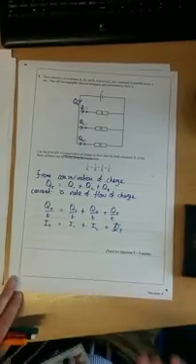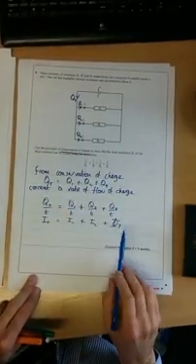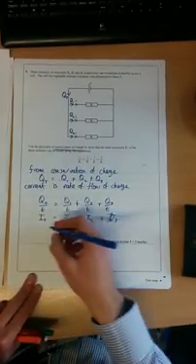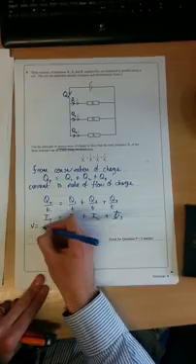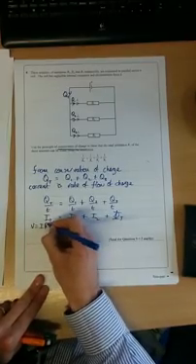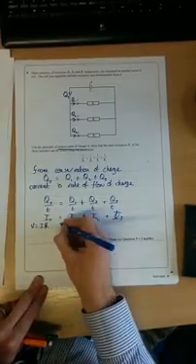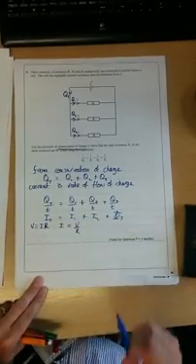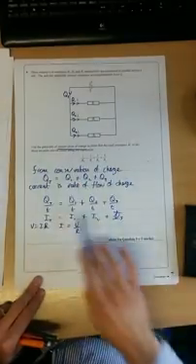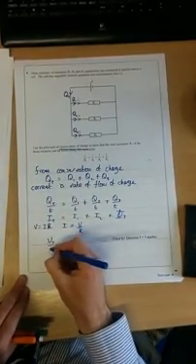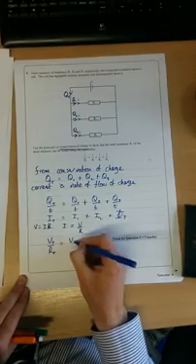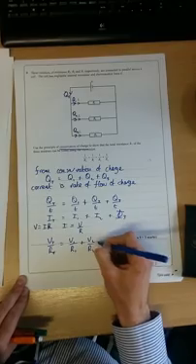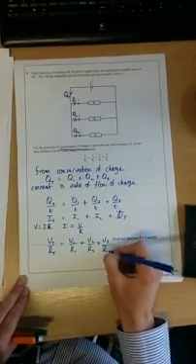Okay, so now how do we relate current to resistance? Well, there's one equation that we've got: V is equal to I times R. So I is equal to V over R. So we're just going to substitute all of this. We've got V total over R total is V1 over R1 plus V2 over R2 plus V3 over R3.